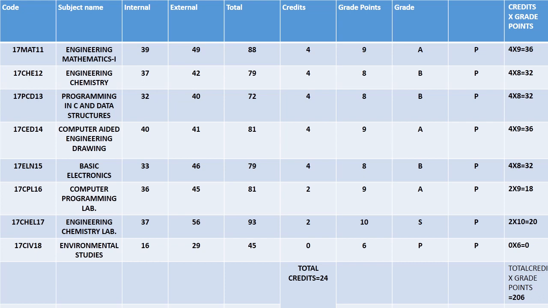Once you calculate the credits into grade points for the individual subjects, you can add all of these. You will get the total credits into grade points equal to 206, meaning 36 plus 32 plus 32 plus 36 plus 32 plus 18 plus 20 plus 0. You will get 206. So this is the sum of credits into grade points. This is the total number of credits.